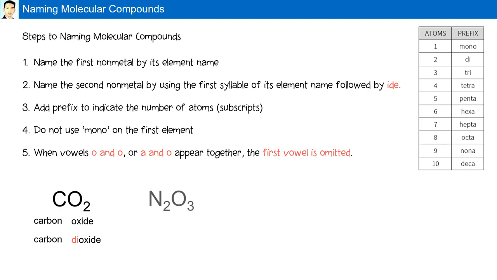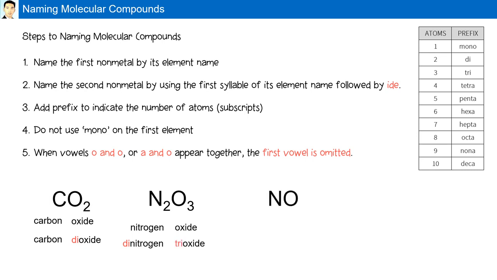Let's work another example. Here we have N2O3. First, we name the first element nitrogen, followed by the second element oxygen, which changes to oxide. Next, we need to identify with prefixes how many atoms of each are present. For nitrogen, there are 2, so it's called dinitrogen, and for oxygen, there are 3, so it's called trioxide.